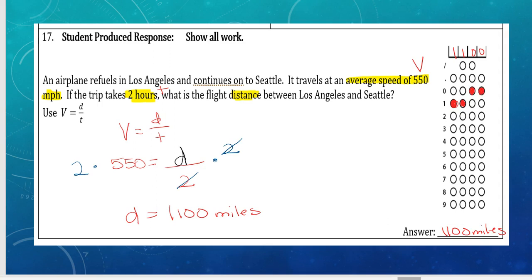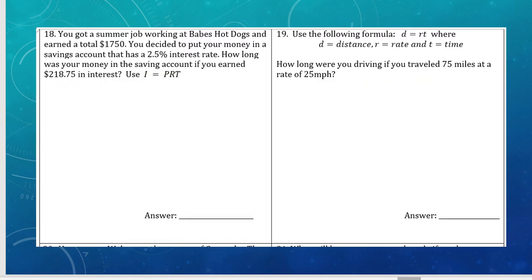Number 17 here is an application of evaluating a literal equation. So you can expect on the test that number 17 will be very similar. Okay, number 18, you get a summer job. This is actually an interest equation, I equals PRT. And we have earned at our summer job $17.50, which is P.